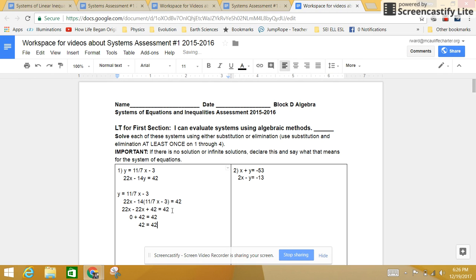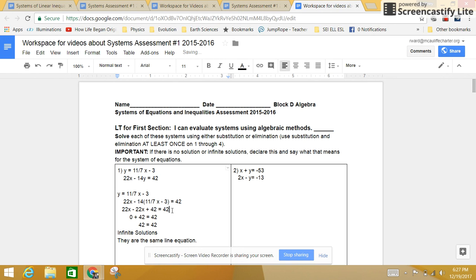42 equals 42. If I get a situation like that, when I've worked everything out, and I get 42 equals 42, or some number equals itself, 0 equals itself, what that tells me is this is a true statement, and it did not matter what my x and y combination was. There are multiple, in fact, infinite x and y combinations. So this has an infinite number of solutions, and this means they are the same line equation.